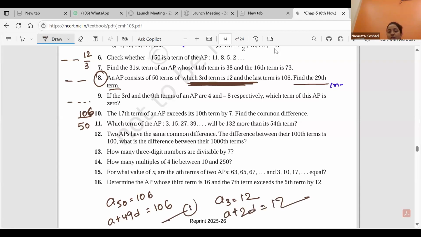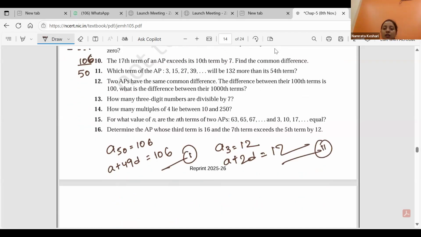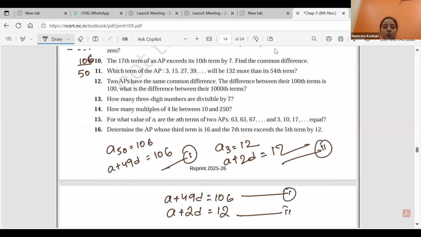We have two equations, which you can see. One is A plus 49D is equal to 106. Another is A plus 2D is equal to 12. Two equations we have, and we just need to solve these two equations to take out the A value and the D value. Yes, Amir and Abdullah, please take out the A value and the D value by using the pair of linear equations in two variables concept.